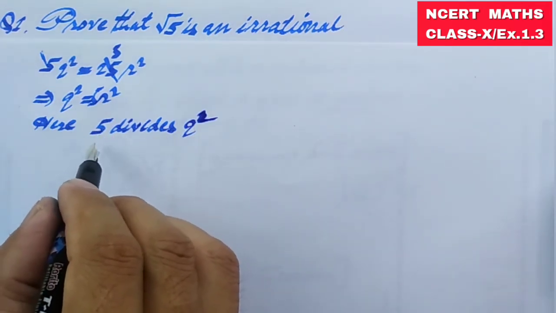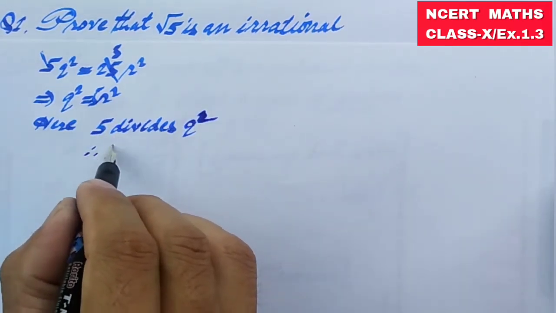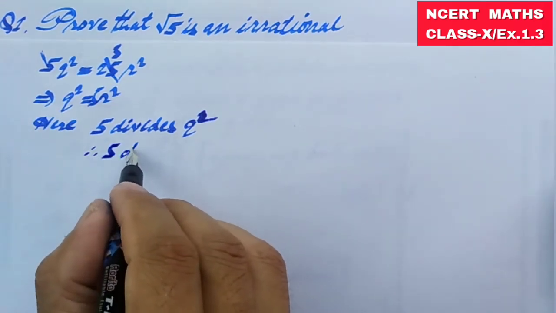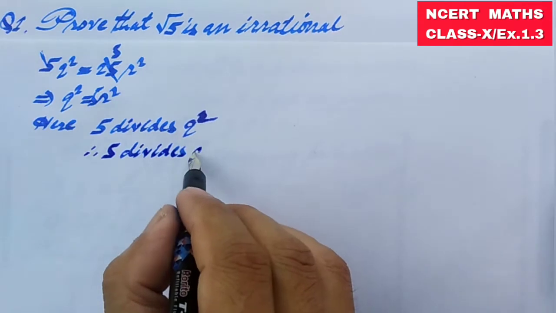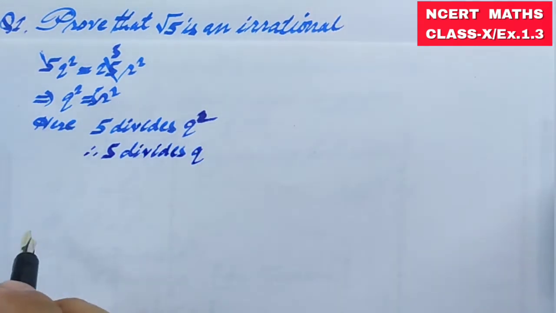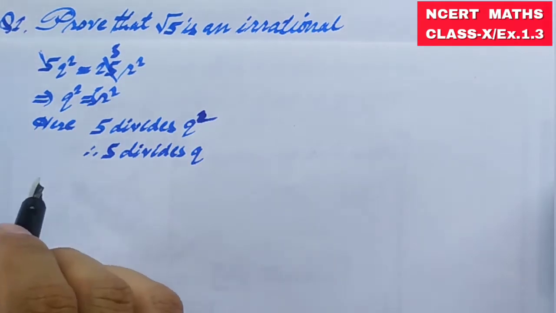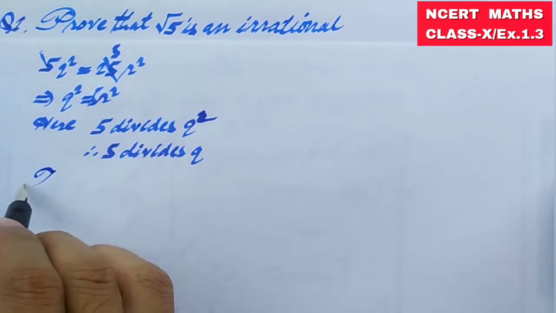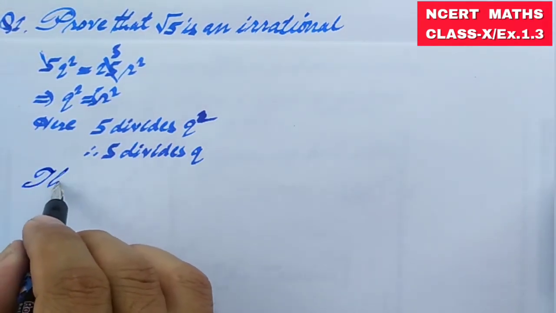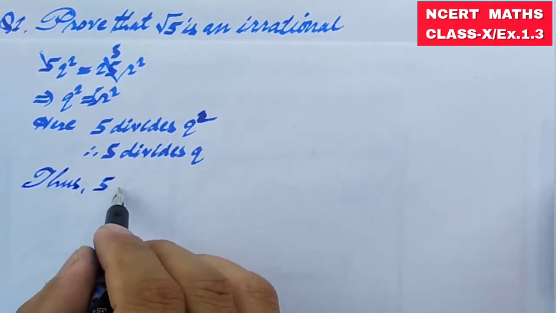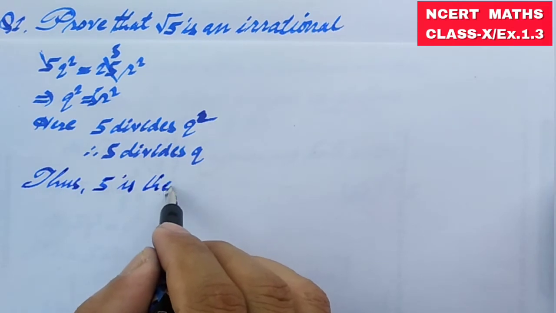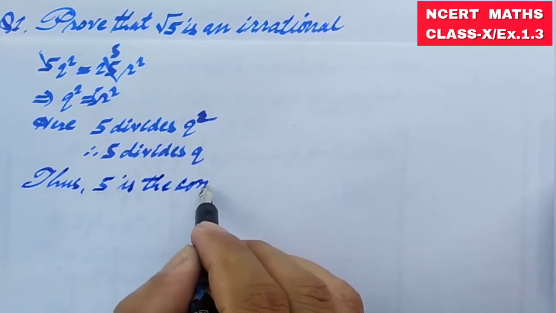As 5 divides q square, we also get that 5 divides q. Thus, as 5 divides q and before that, 5 divides p, that means 5 becomes a common factor of p and q, where we have taken the assumption p and q are co-prime, but we are getting 5 here. Our assumption becomes wrong, so let us write the statement here.